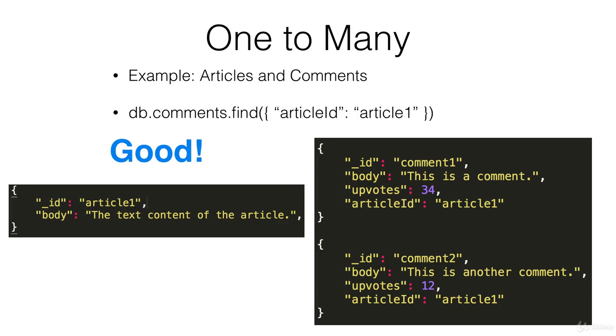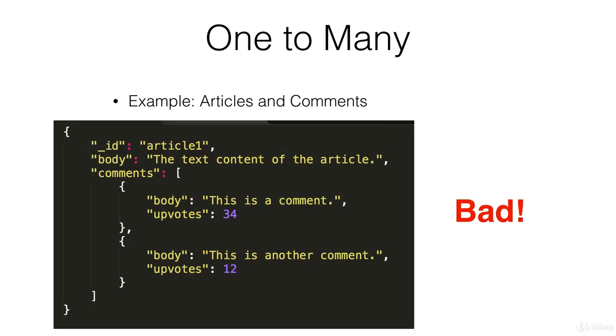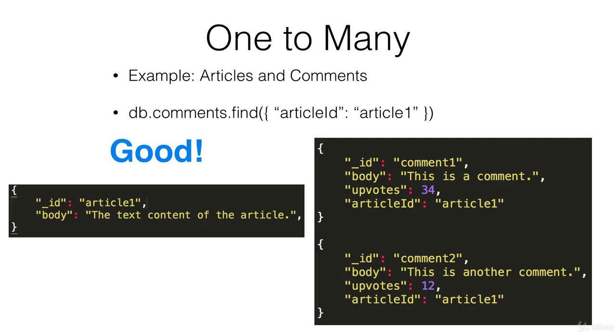So therefore, if you're loading this article on a web page and you want to find all the comments along with it, you just need to run a command like db.comments.find, where article ID is equal to article1. And that'll happen at the same speed as loading this. But the reason why this is better is because if you want to upvote any particular comment, you no longer have to traverse through this comments array. You can just specifically refer to any one of these comments and change the upvotes counter.